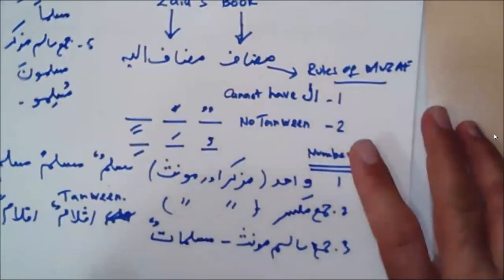Can somebody tell me, each one of you take a turn and tell me one rule at a time. What is the rule for Mudaf? Mudaf should not have al. Very good. So let me ask somebody else for rule number two. So what is the second rule, guys? No tanween. Very good job. Okay, so when we say no tanween, then we have to think about how many classifications a noun has tanween. Can somebody give me the first one? Wahid. Very good job. What is the second one? Jama Mukassar. Very good job. What is the third one?